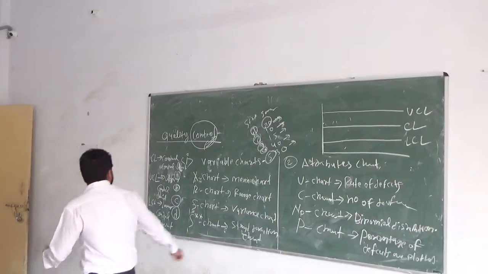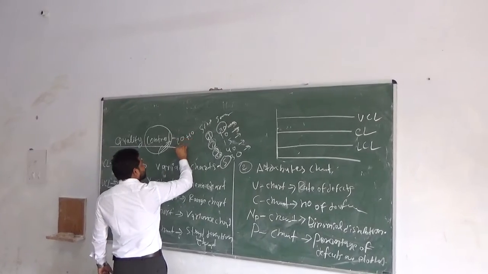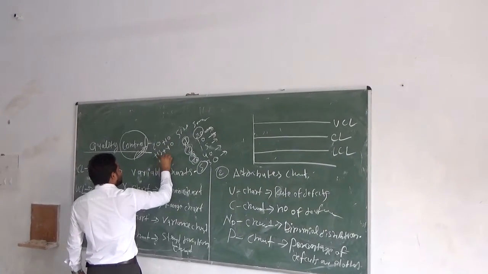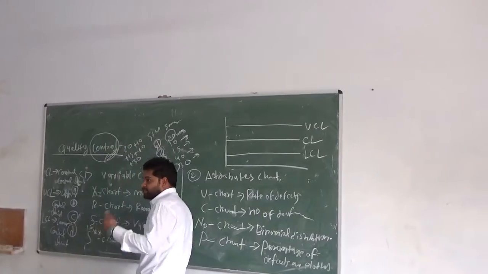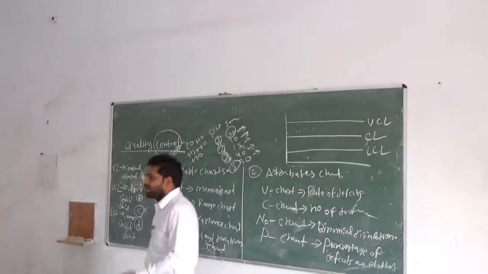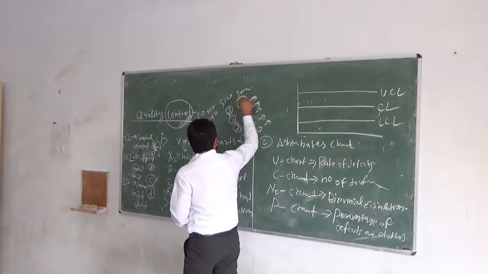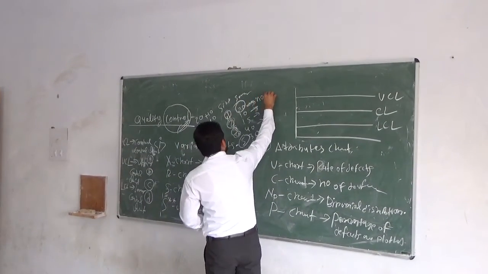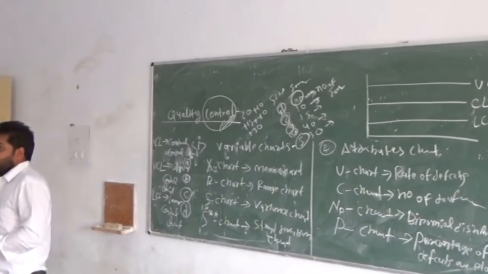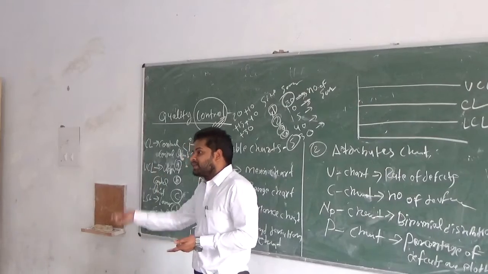We add all the samples, like 20 plus 10 plus 15 plus 40 plus 30. So first we add this and divide by the 5. Then we can get the sample size. This is the number of samples. What is this? Number of samples. Okay. So with the help of number of samples, how can we get the sample size?